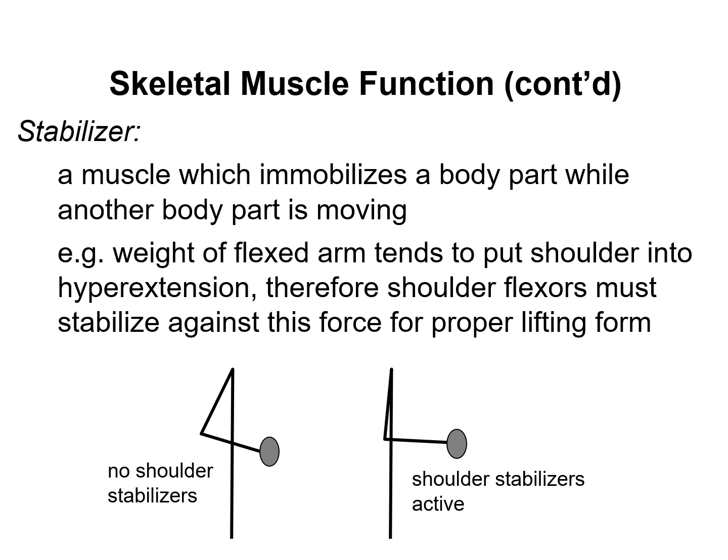And it could lead to a greater risk of injury. Therefore, the shoulder flexors must stabilize against this force for proper lifting form. So our shoulder flexors are contracting isometrically. They're not changing their length, they're just stabilizing the shoulder so that the forearm flexors have a more efficient, stable platform to pull from so that just the forearm is moving.